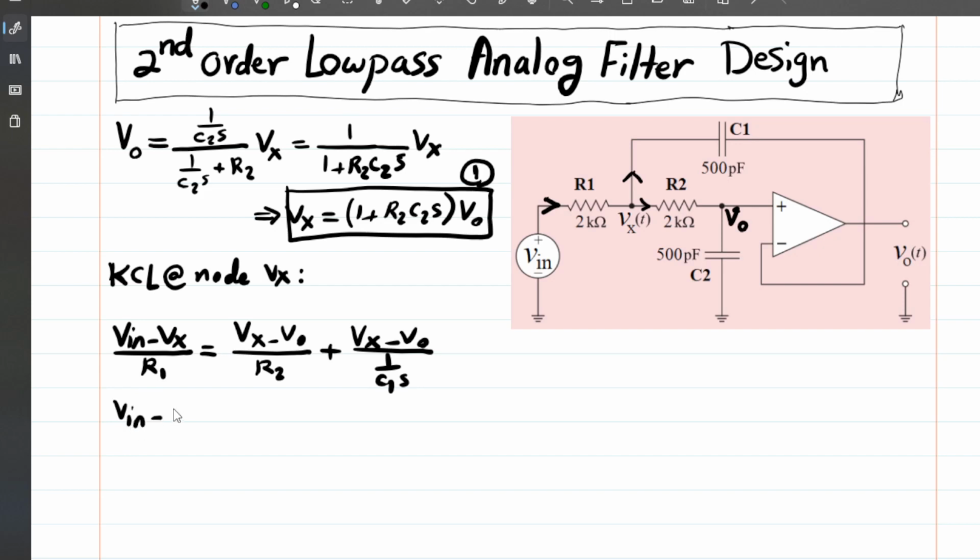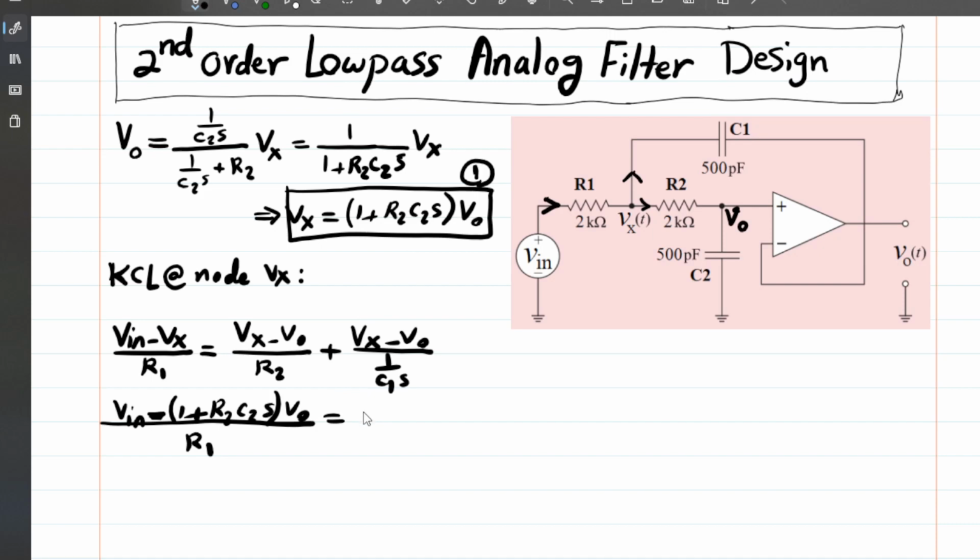In this case, I'm going to use equation 1: Vin minus Vx. So Vx is (1 plus R2C2s) Vout, the whole thing divided by R1, is equal to Vx minus Vout. Vx is itself this Vout times R2C2s, so when you subtract the Vout, the only thing that remains is R2C2s times Vout.